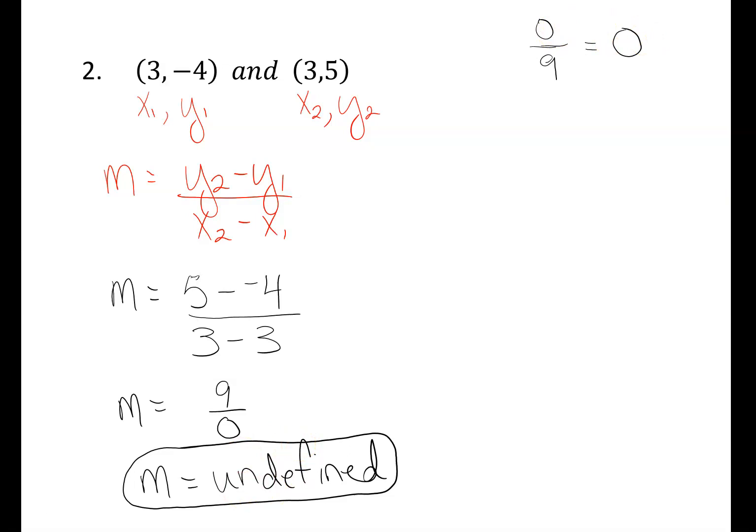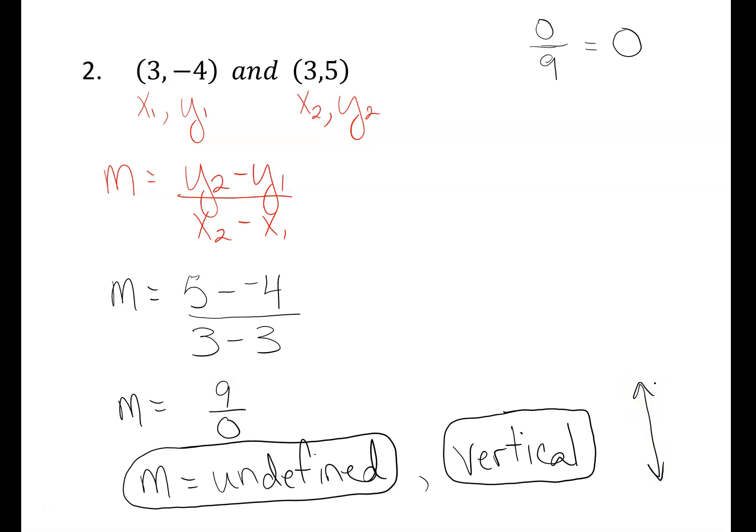And then to answer the second part of the question, does the line rise, fall, or is it horizontal or vertical? If the slope is undefined, the line is vertical. And try your best to spell that correctly. It is there in the instructions, so if you're not sure how to spell it, you can look in the instructions. Or again, if you prefer to just sketch a vertical line, that will work.